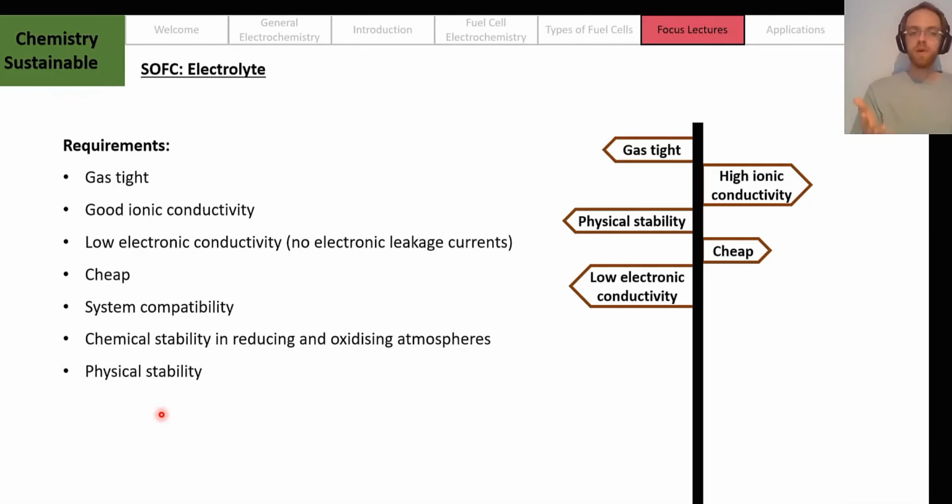You might notice, however, that some of these requirements are going in opposite directions. Being gas tight, having a high physical stability, and a low electronic conductivity are more or less scaling in the direction of having thicker electrolytes. On the other hand, if we think about high ionic conductivity or cheap material costs, we are thinking about rather thin electrolytes. So this is effectively a question of finding a trade-off between these opposing trends.